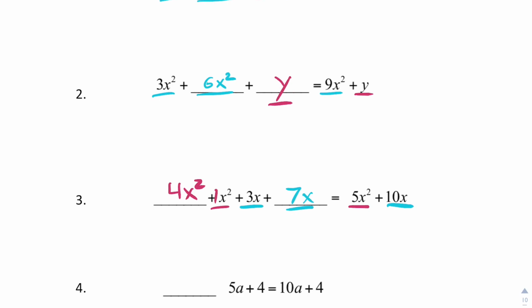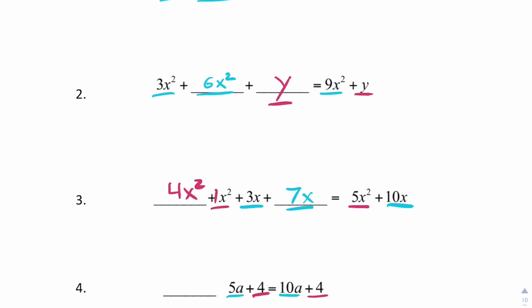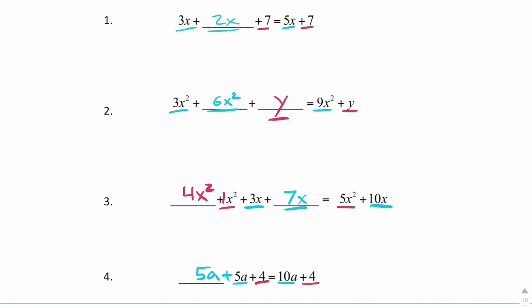Finally, number 4, this side has 10 A's and 4 1's, and the other side has 5 A's and 4 1's, so they match in terms of 1's, but this side needs 5 more A's for it to each have 10 A's. So I'm going to give it a 5A plus. And now we have 10 A's on both sides and 4 on both sides, and this problem works, it matches.